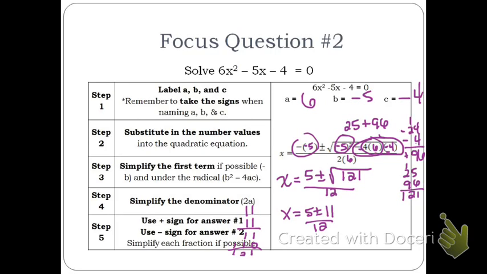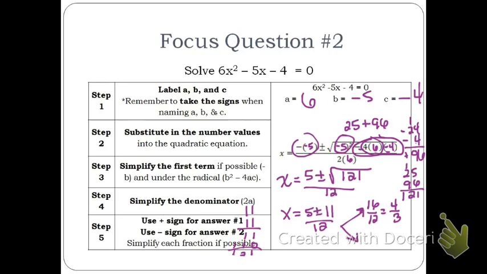Now we need to solve them separately, our positive and our negative. 5 plus 11, all over 12. 5 plus 11 is what, 16 over 12? Which reduces to, I'm going to go ahead and leave it as an improper. Both those numbers can be divided by what? Biggest number 4. So we have 4 over 3. You can use your calculator to simplify it, just make sure you use your fraction button.